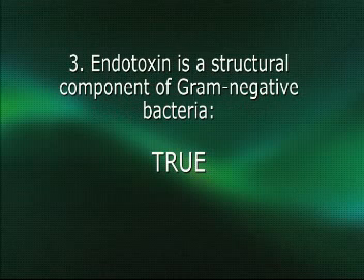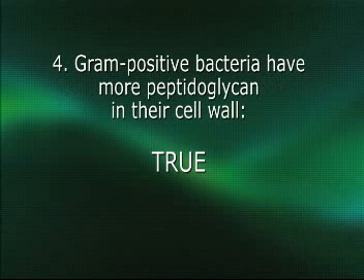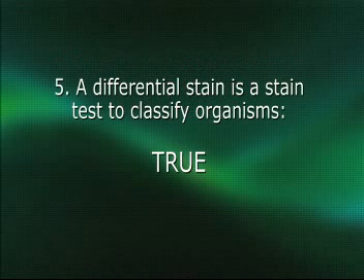The statement that endotoxin is a structural component of gram-negative bacteria is true. The statement that gram-positive bacteria have more peptidoglycan in their cell wall is true. The statement that a differential stain is a stain test to classify organisms is also true.